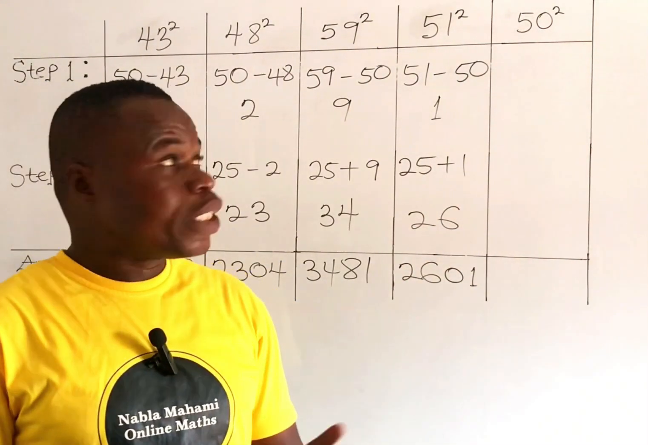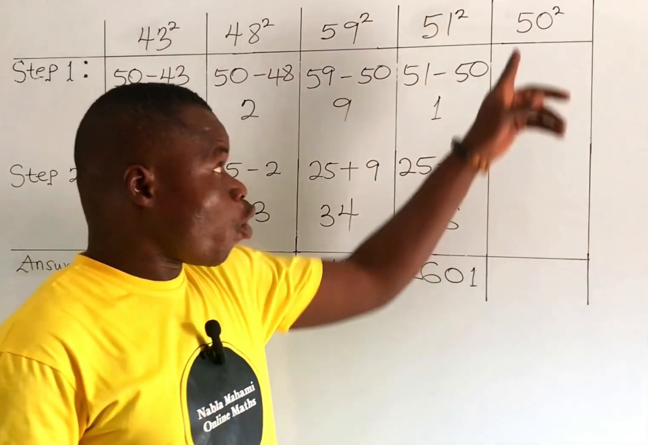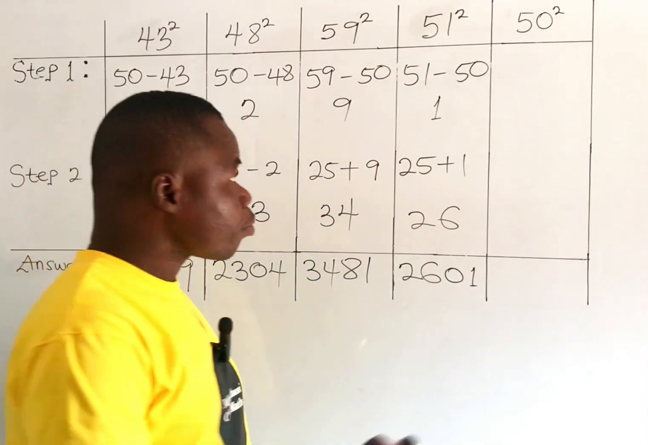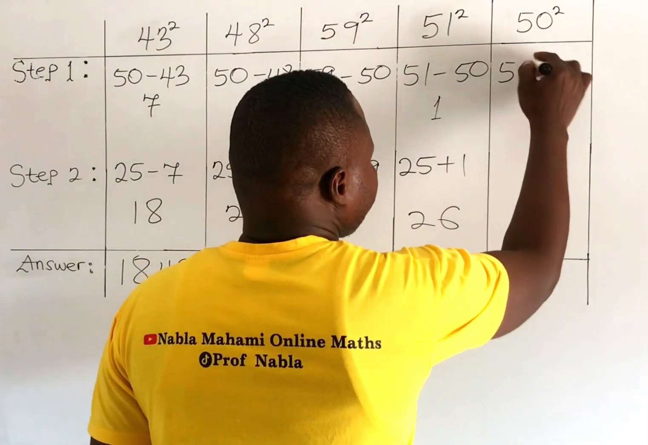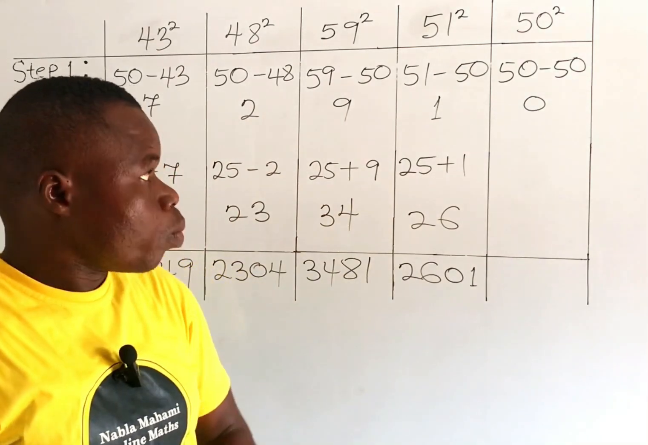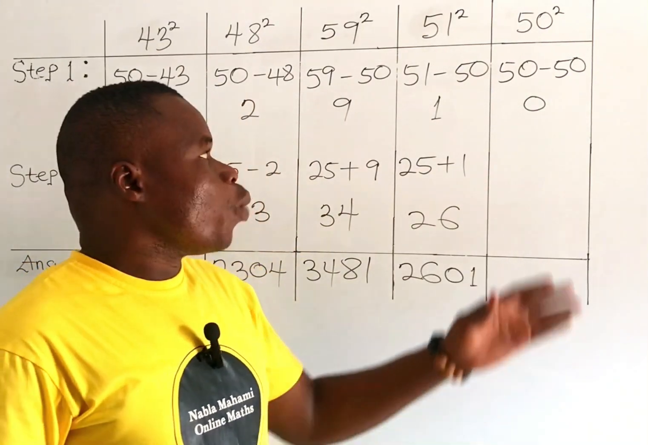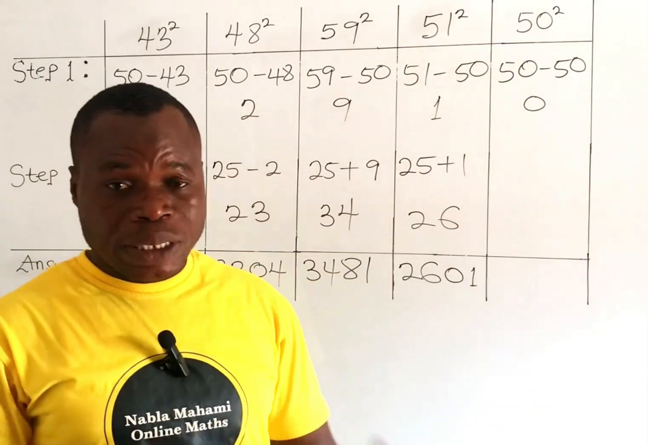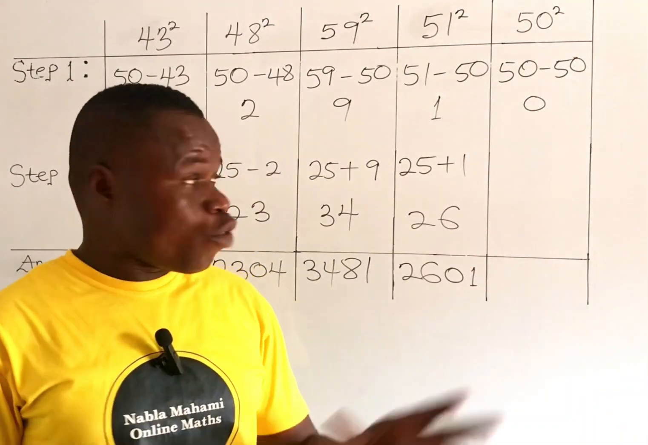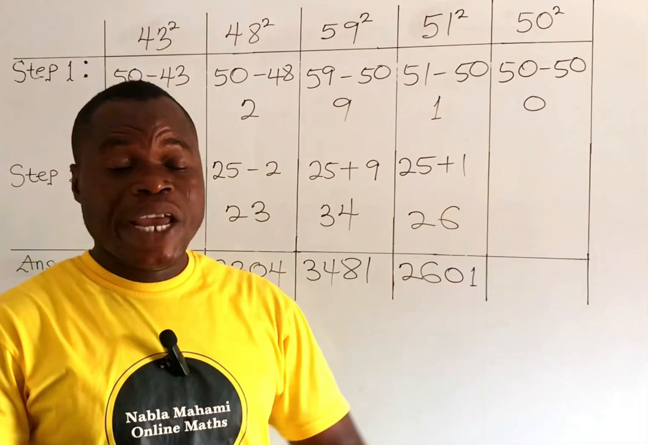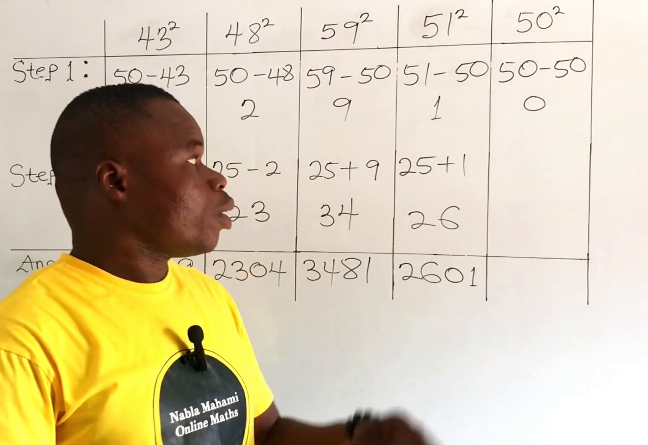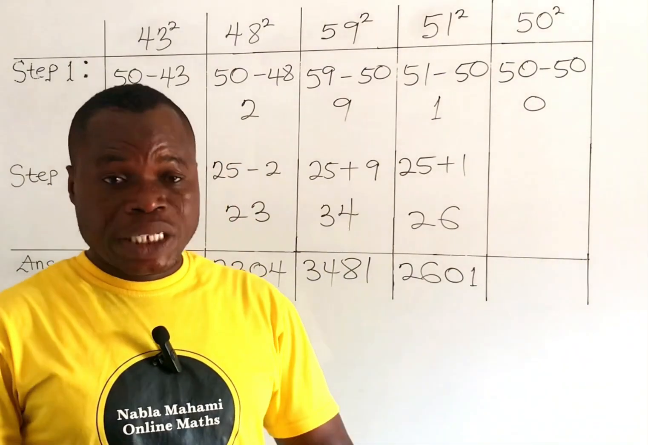Let's take the last example. This last example, you see that 50 is equal to 50 because we have 50 squared. What we need to do is that we subtract 50 from 50. So here will be 50 minus 50, and the result will be 0. Then step 2, you either add 0 to 25 or you subtract 0 from 25, and the result will still be the same thing. 25 plus 0 is 25. 25 minus 0 is still 25.